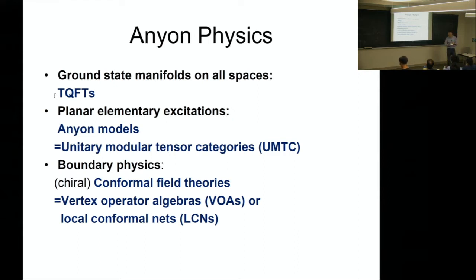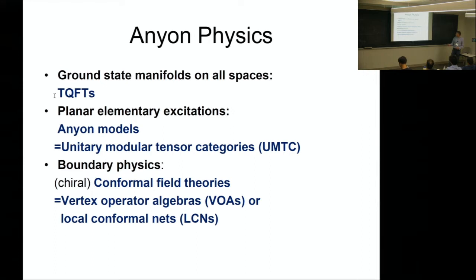Instead of thinking about all the space manifolds, it's much easier to think about a patch, and then only elementary excitations, modulo local operators. You collect them into equivalence classes, and that's modeled very well by a mathematical structure called a unitary modular tensor category, which I mentioned already, and that's the anion model. Those two descriptions are basically the same.